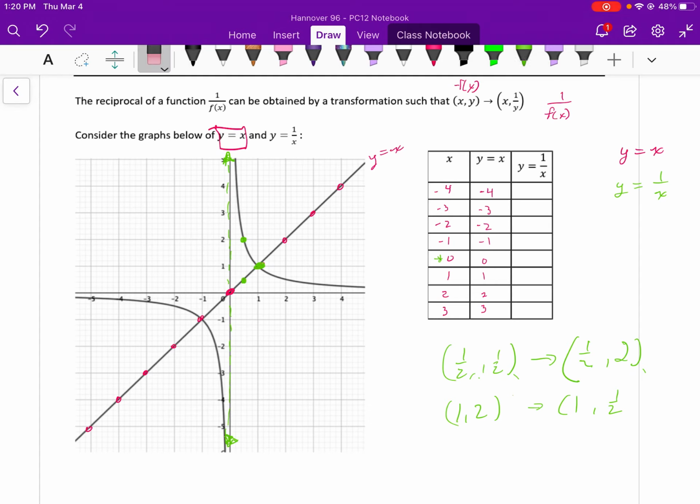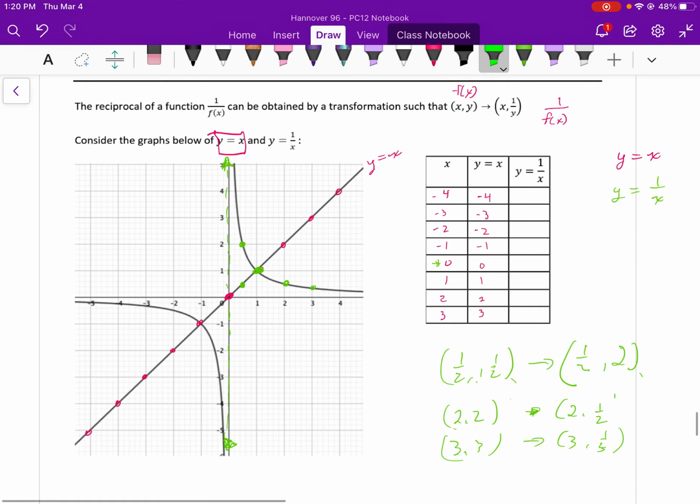Sorry, I made a mistake there. Let me just delete that. 2, comma 2, when I graph the reciprocal function, it'll turn into 2, comma 1/2. And I can do this for 3, etc., etc. But also, what we know is this graph, my green graph here, I'm just going to sketch it out.